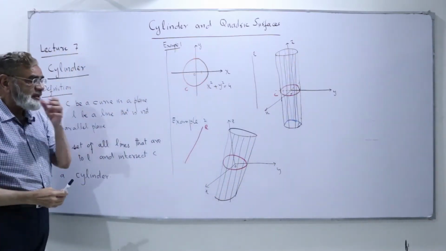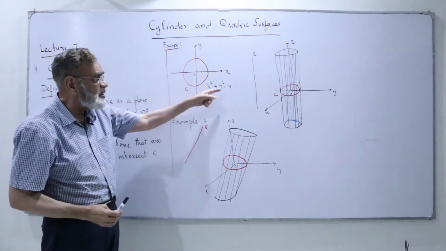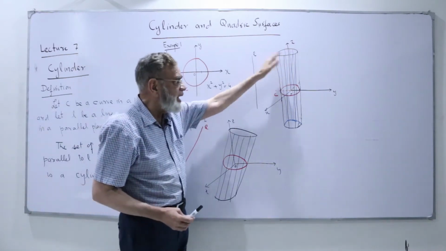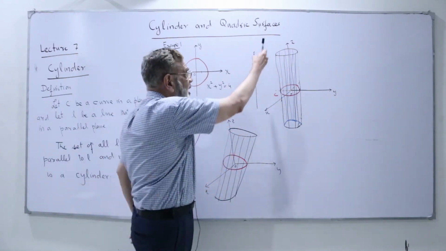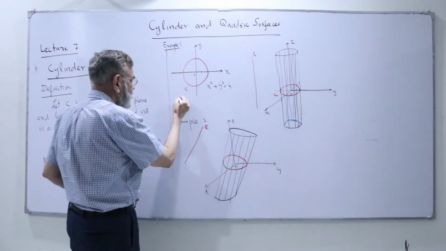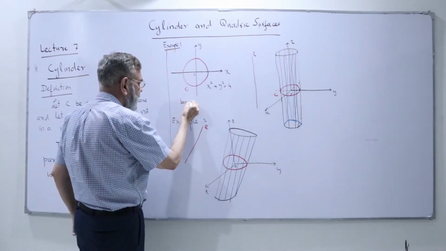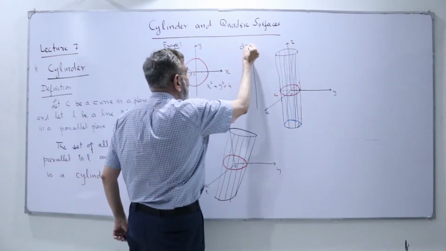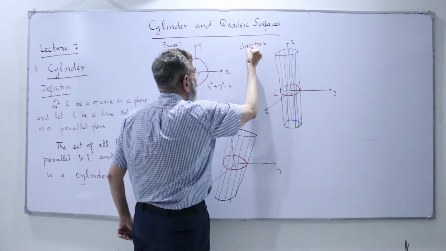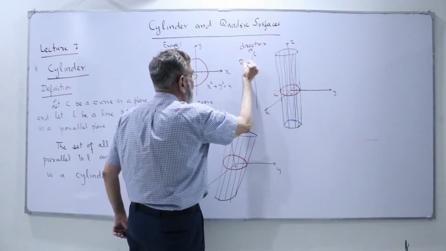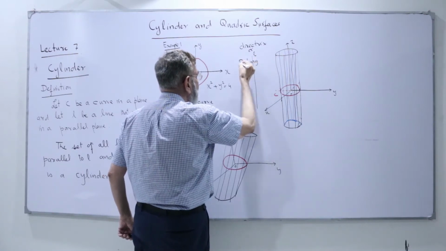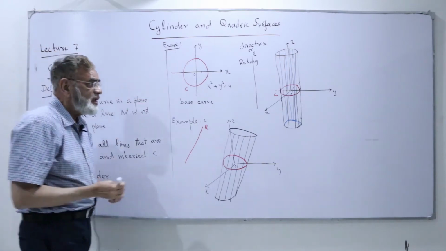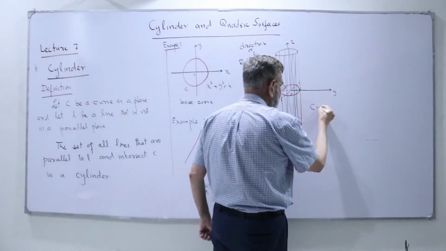Now in the second example, this is the example I take here: x squared plus y squared equal to 4 in the xy plane, and this curve is our circle. So we have this circle in the xy plane, and then we have the lines. This is known as the base curve, and this line is known as the directrix. It's also known as ruling. Both words are used in calculus books. And here, this is our cylinder. The surface we get in this way, we call a cylinder.